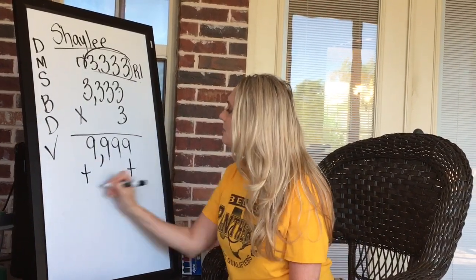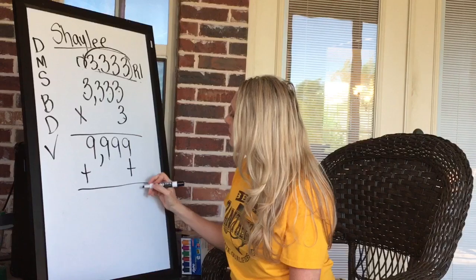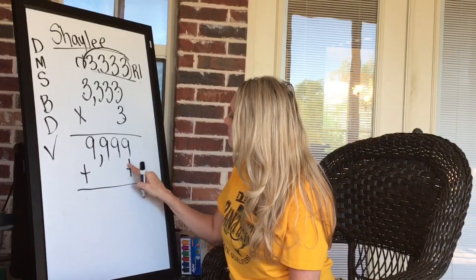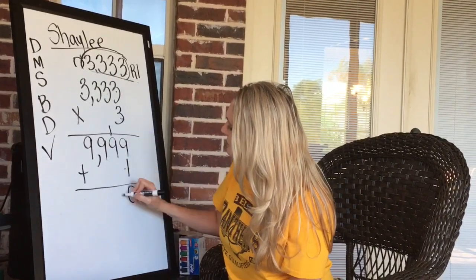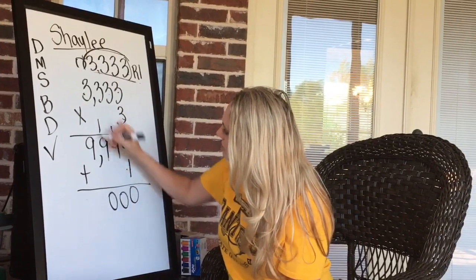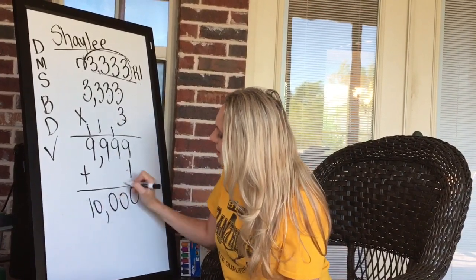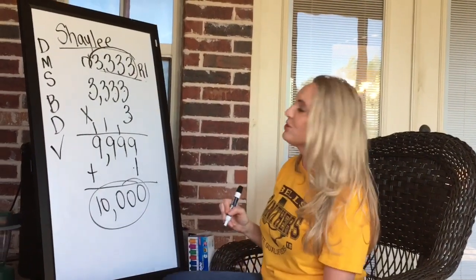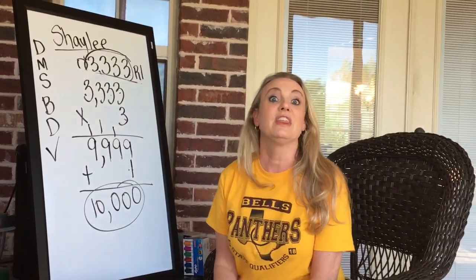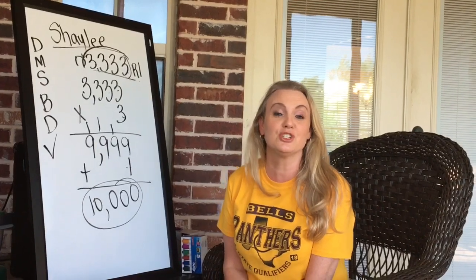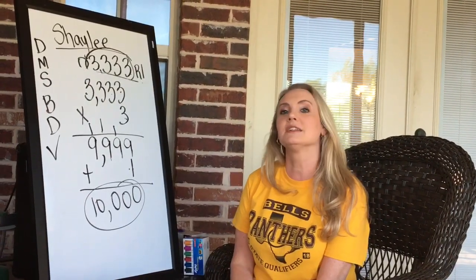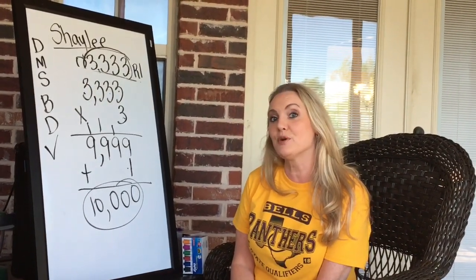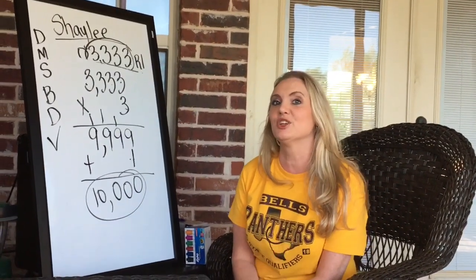Plus our remainder gives us 10,000. So we are correct. 3,333 remainder 1. Thank you, Shaylee, for that good challenging problem. Our last word problem today is from John. Let's take a look at his problem.